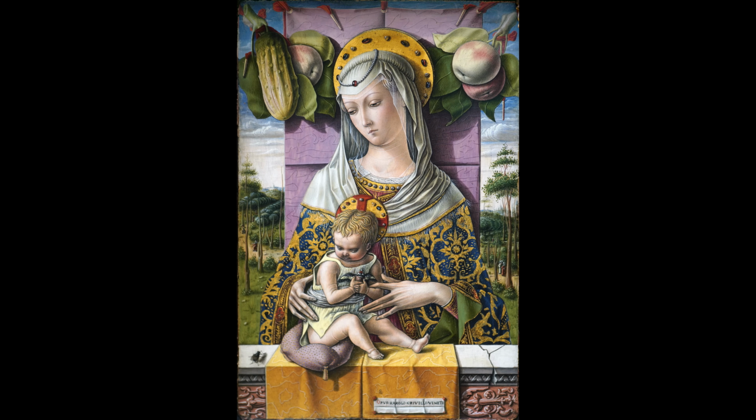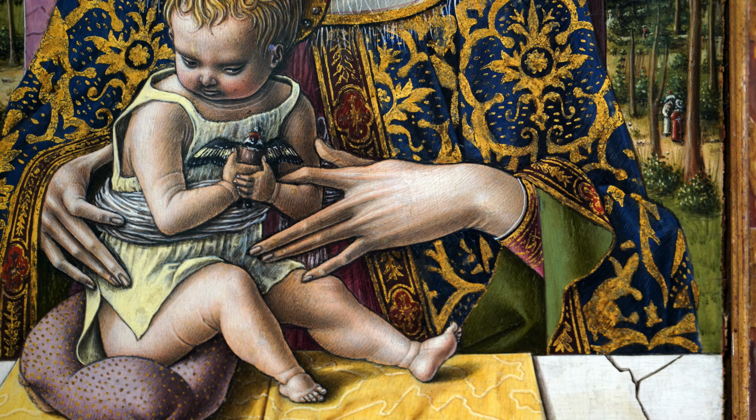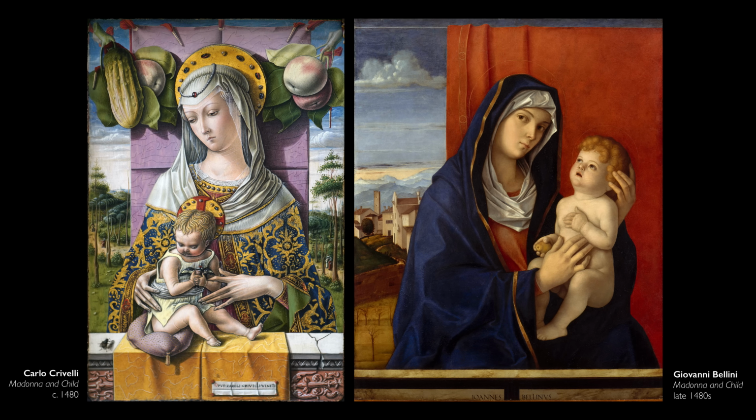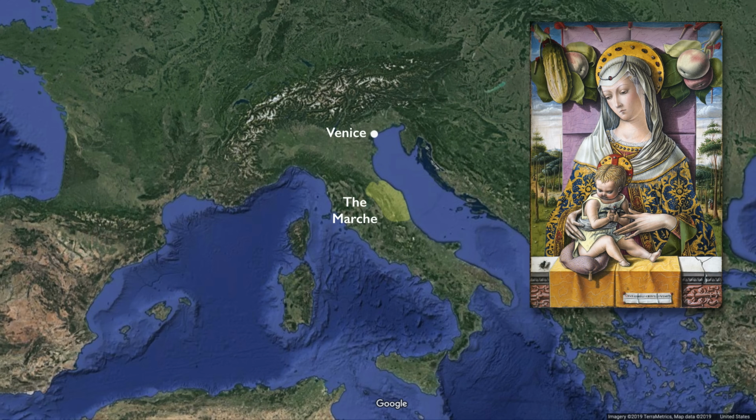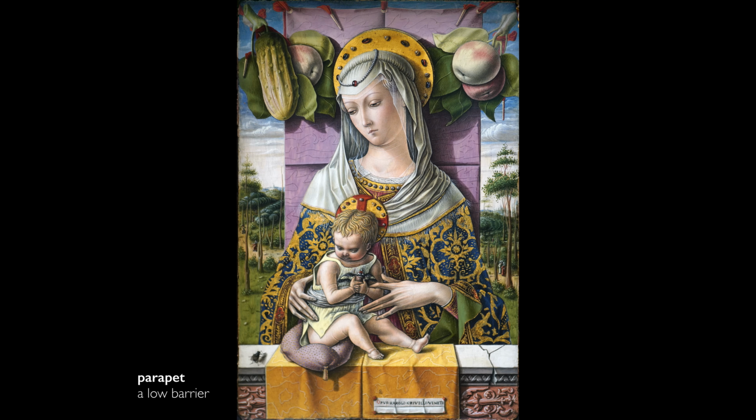We're seeing a really common theme. We're seeing the Virgin Mary holding the young Christ child. He sits on a pillow and is balanced on a ledge. And this is a scene that we see over and over again, especially in Venice. And it's worth noting that Crivelli is Venetian, although he spent most of his career south of Venice in the Marches.